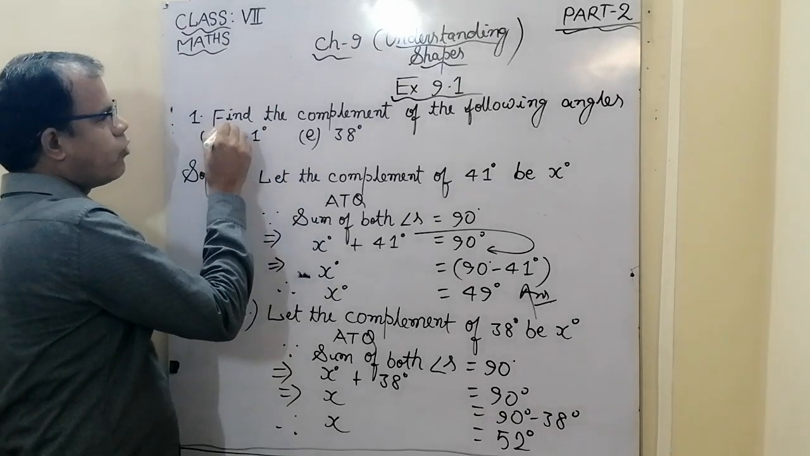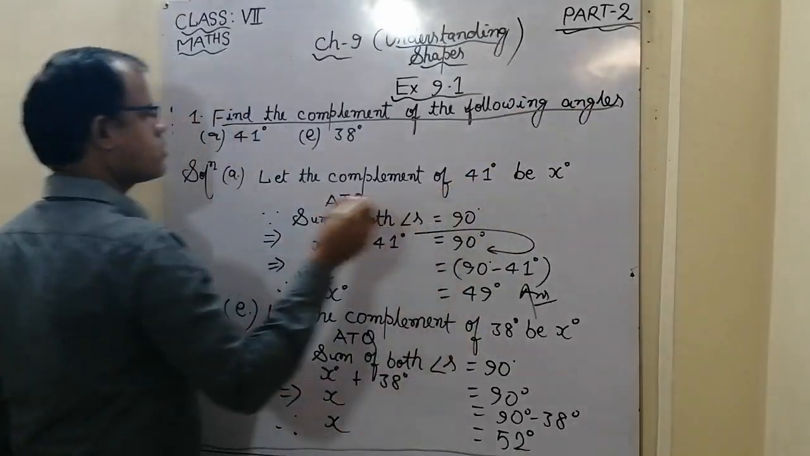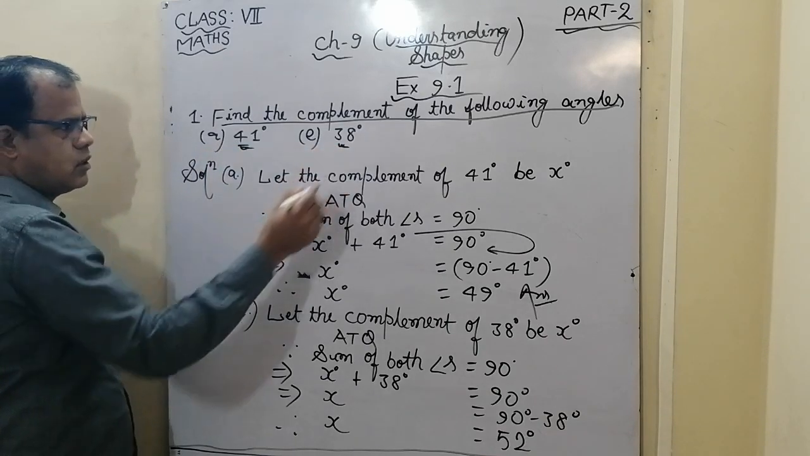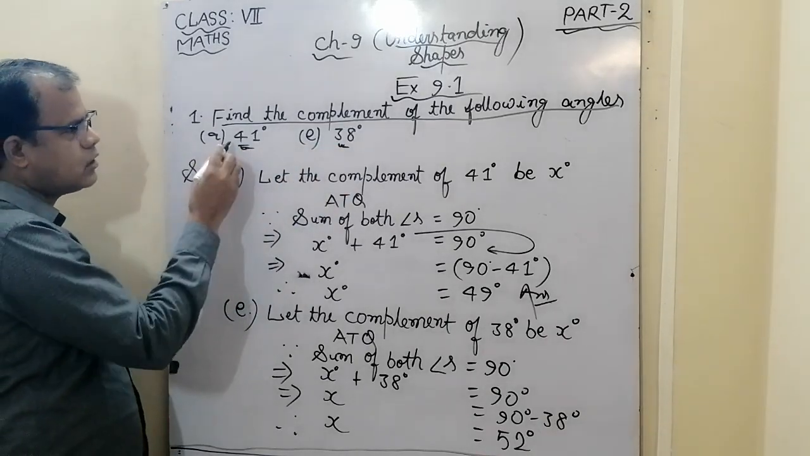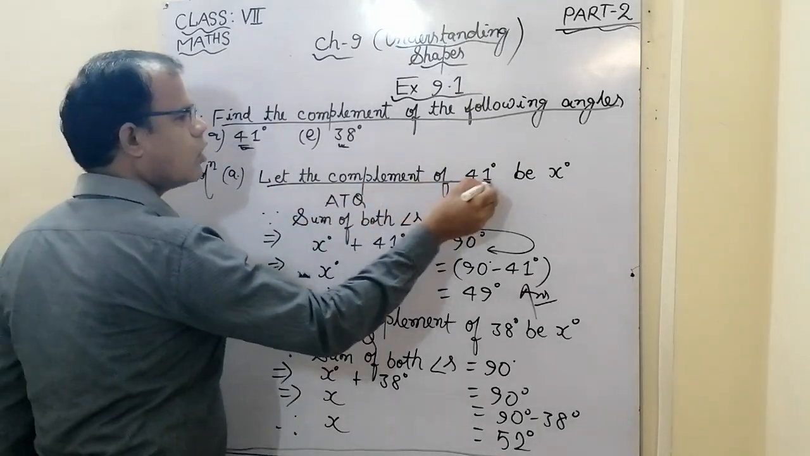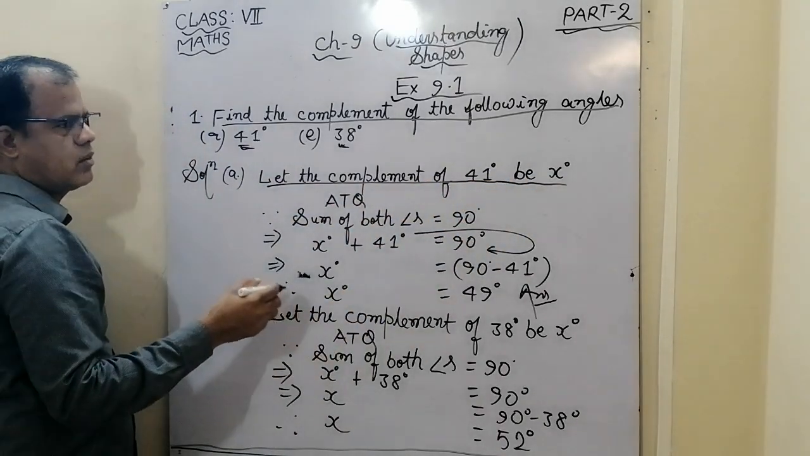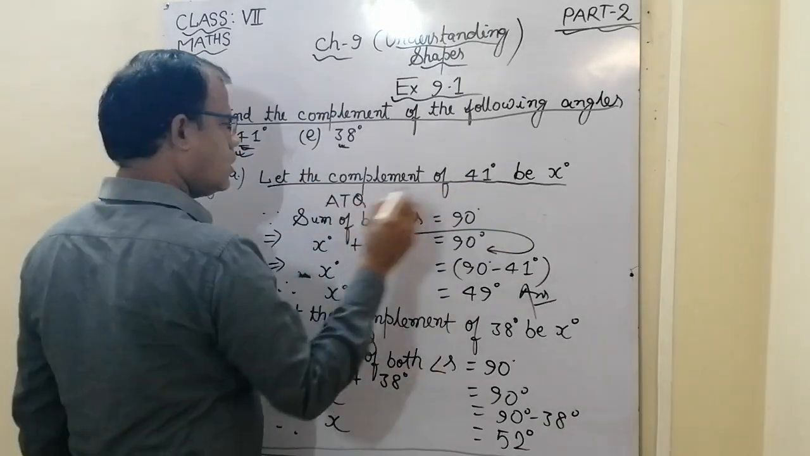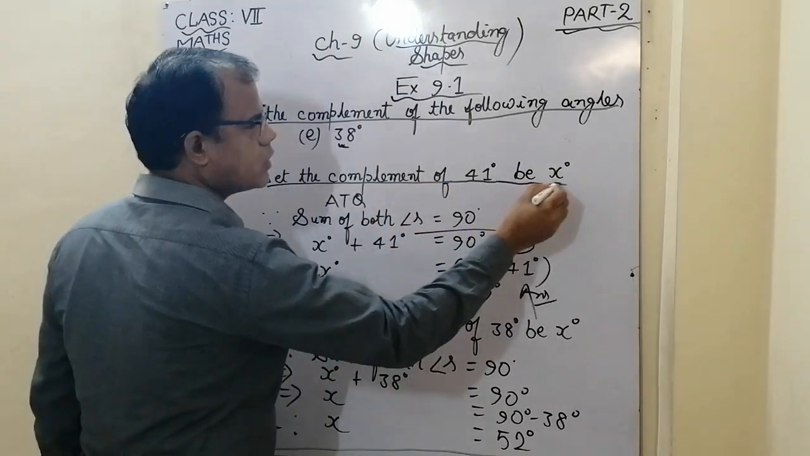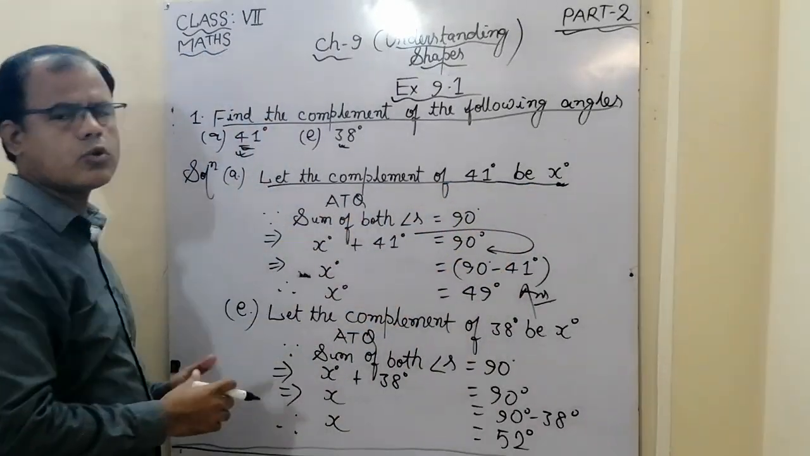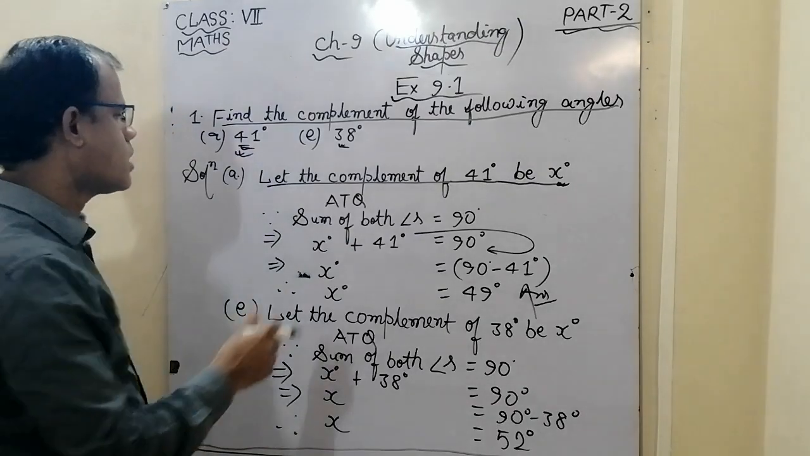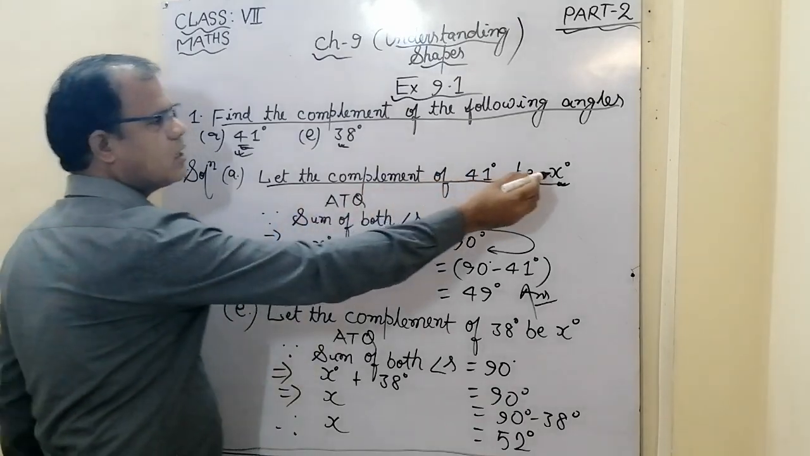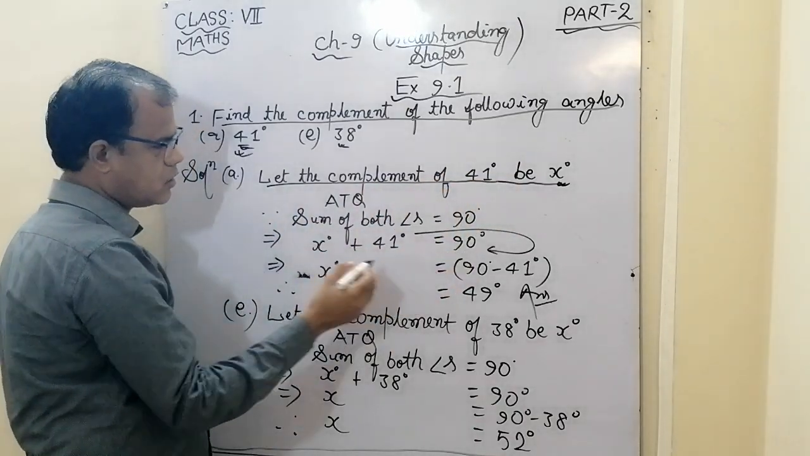First question. Find the complement of the following angles. We have to find complement angles of this angle, 41 degree, 38 degree. So first 41 degree. So let the complement of 41 degree be x degree. According to the question, as you all know, sum of complement angles is 90 degree. So x degree plus 41 degree becomes 90 degree.